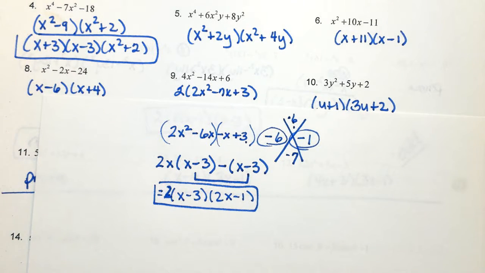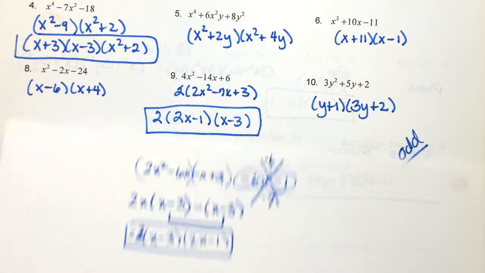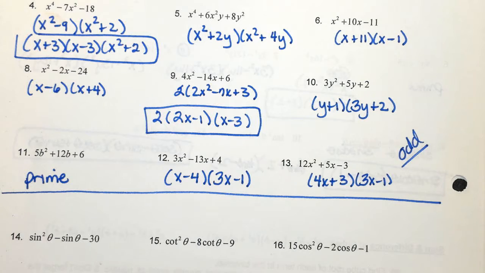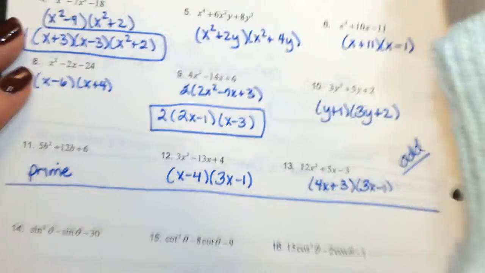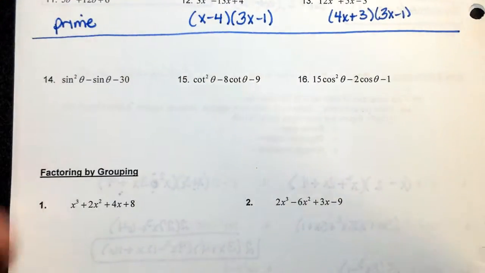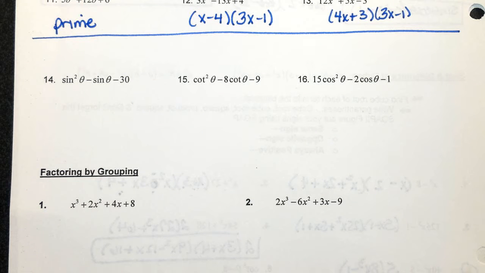Okay. There's a lot, ladies and gentlemen, there's a lot of different ways out there that you may have learned how to factor trinomials like this. So now let's take a look down here at the bottom. Still have trinomials. Sine squared theta minus sine theta minus 30.